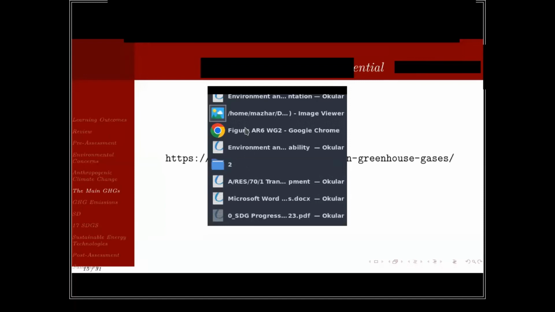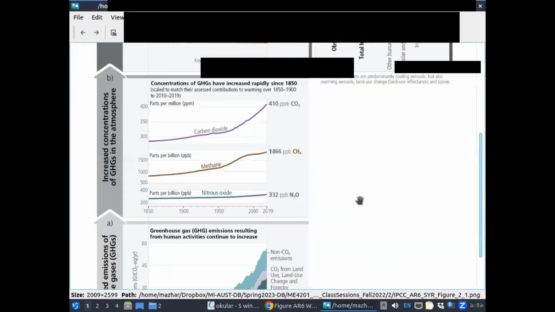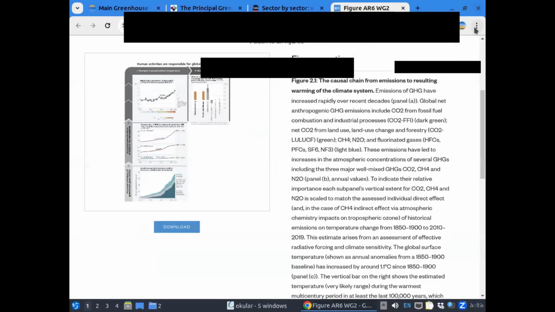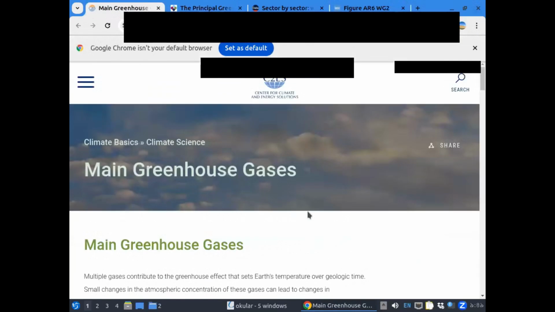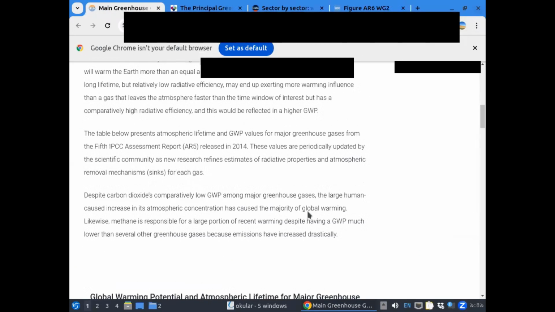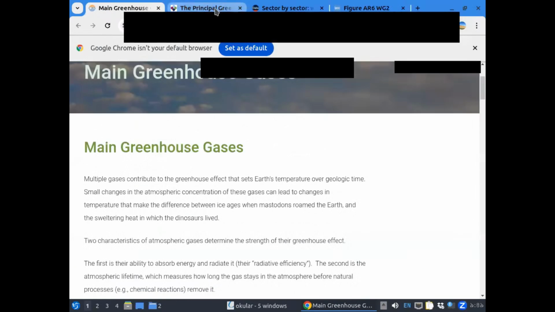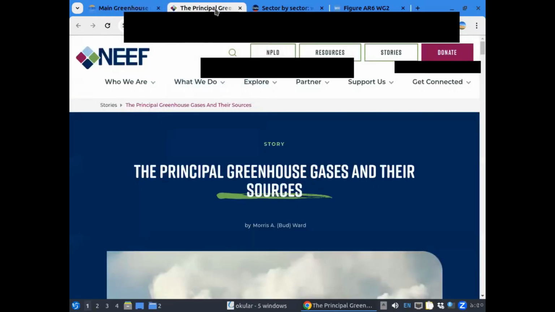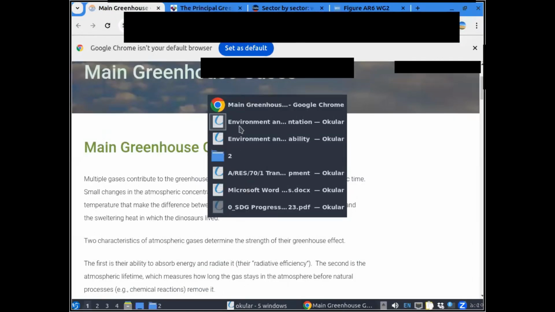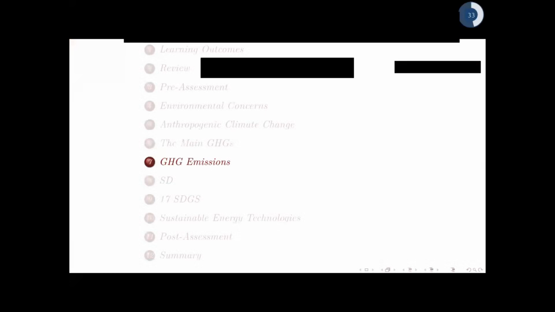Just to show you about this. Okay, this is main greenhouse gases. If you go to this link, you will find information about different types of greenhouse gases and their sources. Inshallah, you can explore it later.